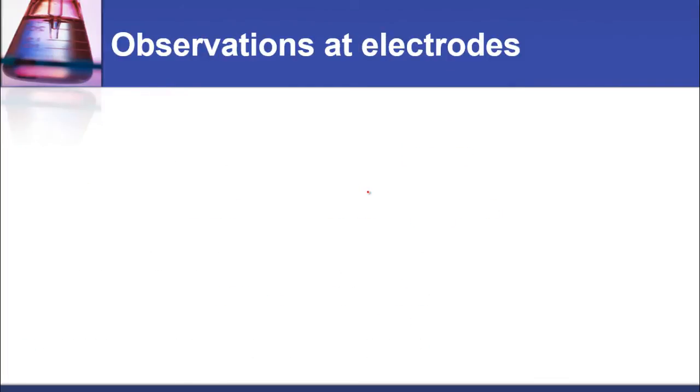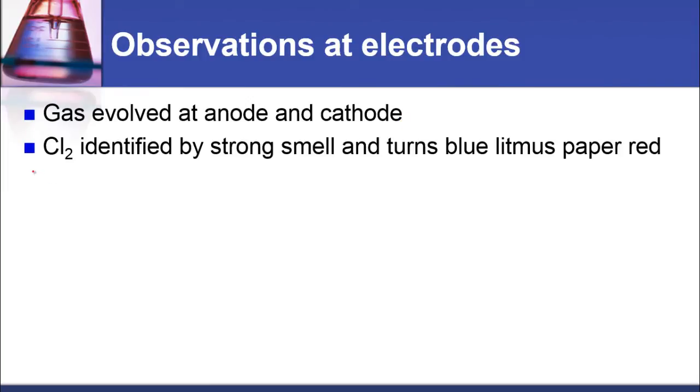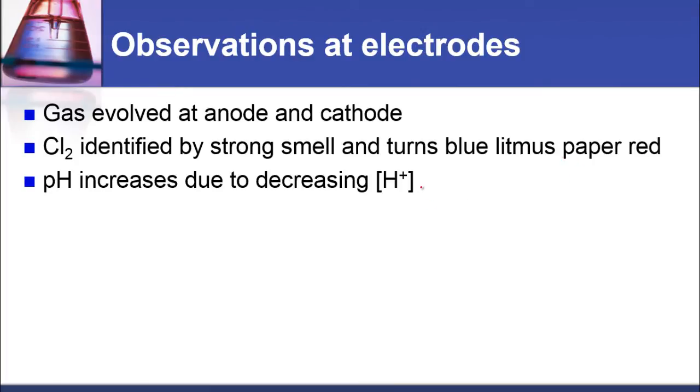Okay, what would we see at the electrodes? We'd see a gas evolved at the anode and the cathode. One of those gases would be Cl2, chlorine, and you can identify it by a strong smell. You've all smelled a swimming pool. That's the chlorine smell. And blue litmus paper changes to a red color. The pH increases because the H+ is decreasing.